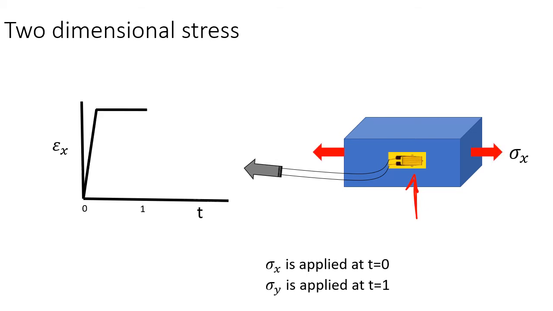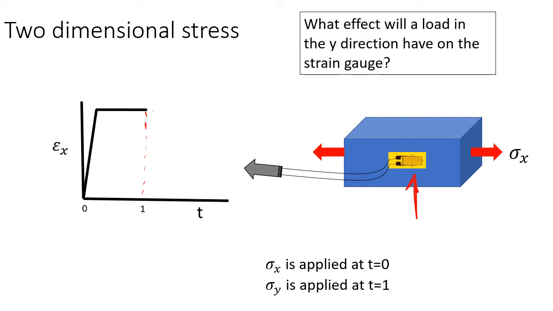So if we put a load in the x direction on here, so we put a stress onto this component, then if we look at the graph on the left hand side, then as we put the load on, we would see that we would get some strain in the x direction. If at time t1, at 1 second here, we apply a load in the y direction, what do you think will happen to the strain in the x direction? Well, let's put it on and have a look.